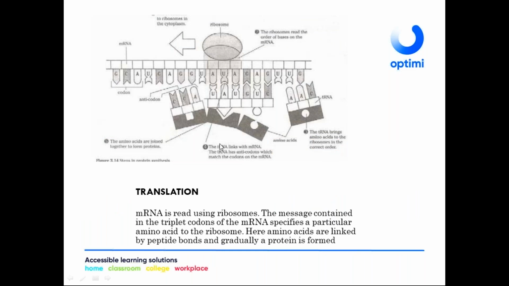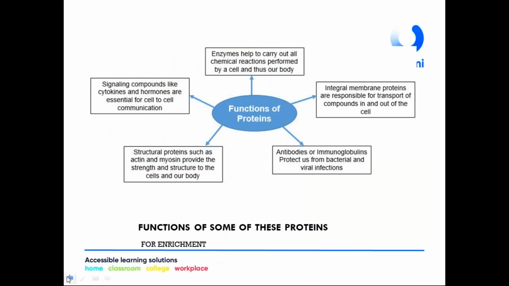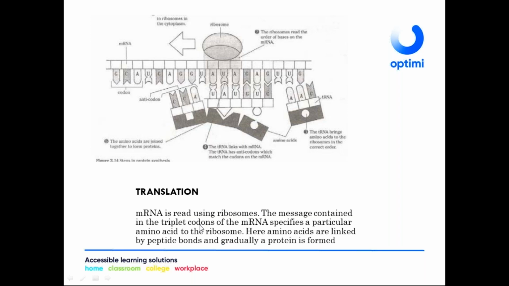This is a simplified structure of what happens in translation. The ribosomes will start reading the RNA to find out what protein it needs to produce. Translation takes place in the ribosomes. The message contained in the triplet codons of the mRNA specifies a particular amino acid to the ribosome. So the messenger RNA will have information on what protein the ribosome must produce. Then the amino acids are linked together by the ribosomal RNA and peptide bonds, and then a protein will be formed.